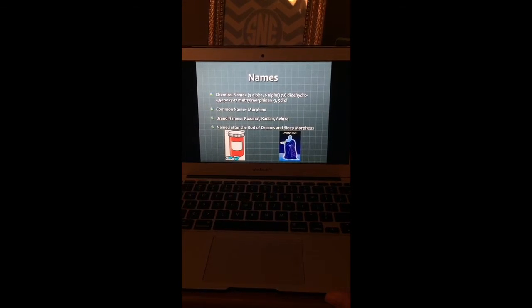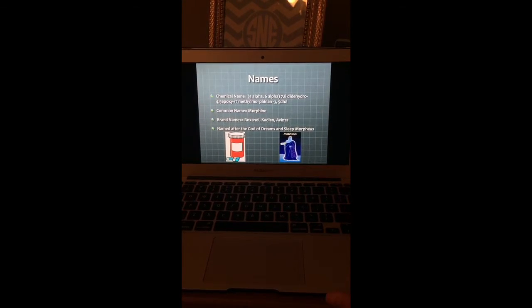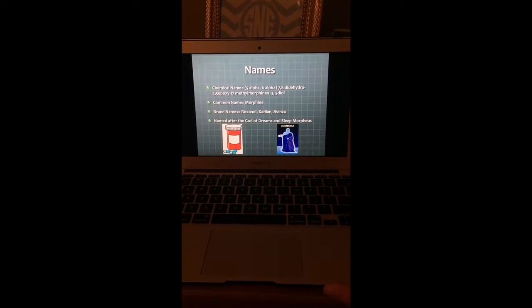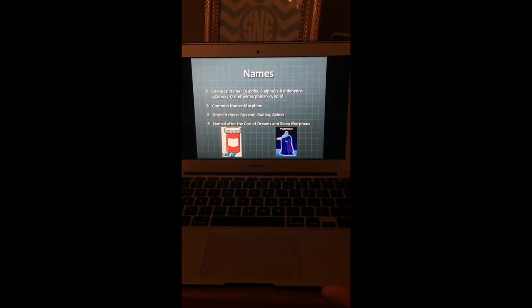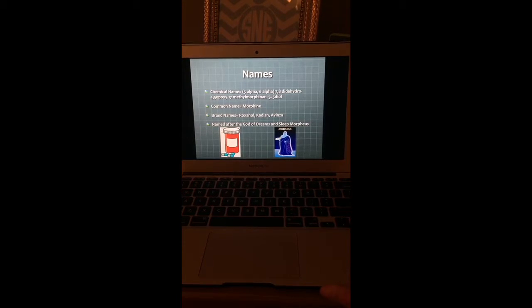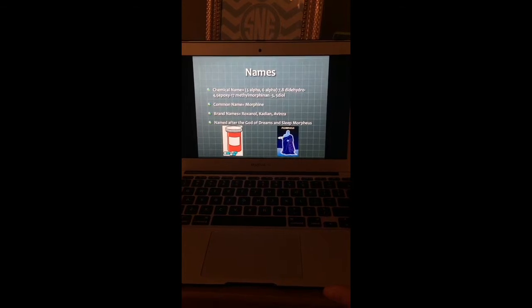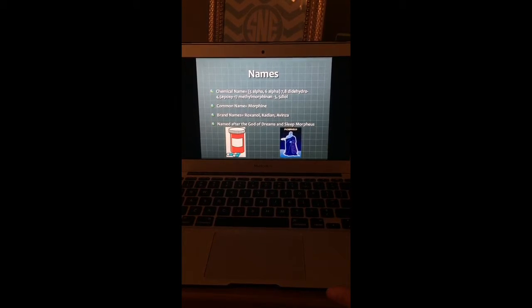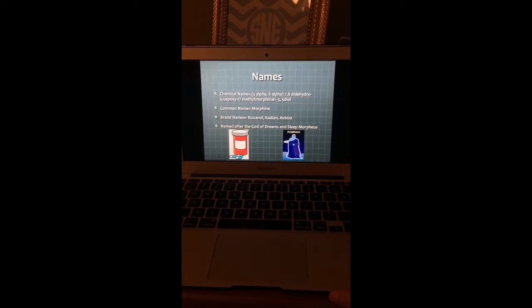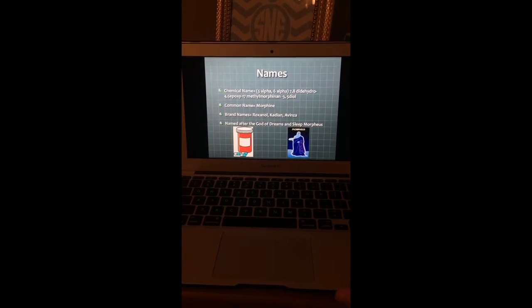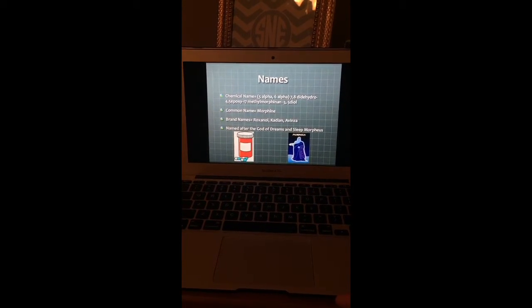Names. Chemical name: 5-alpha,6-alpha-7,8-didehydro-4,5-epoxy-17-methylmorphinan-3,6-diol. Common name, morphine. Brand names, Roxanol, Kadian, and Avinza. Morphine is named after the god of dreams and sleep, Morpheus.